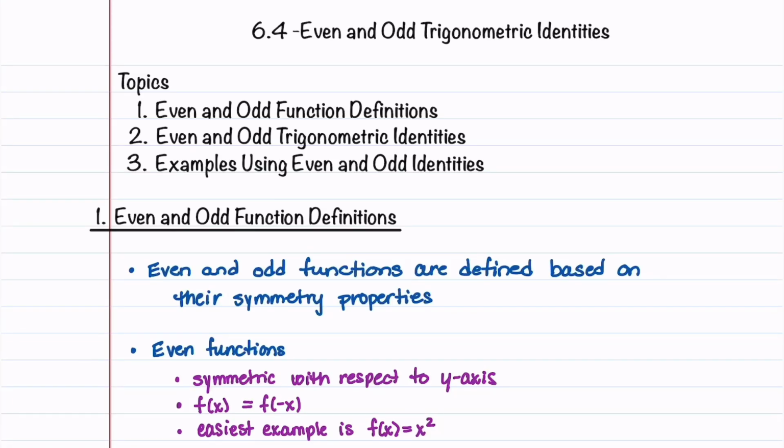Did you know that even and odd trigonometric identities can best be learned by looking at the graphs of trigonometric functions? In this video, we'll look at the graphs of sine, cosine, and tangent, and you'll find that by doing this, the even and odd trigonometric identities will be easier to remember.